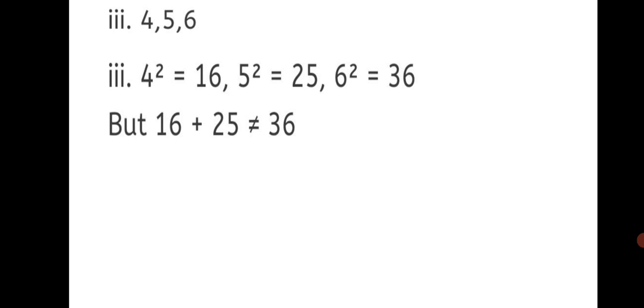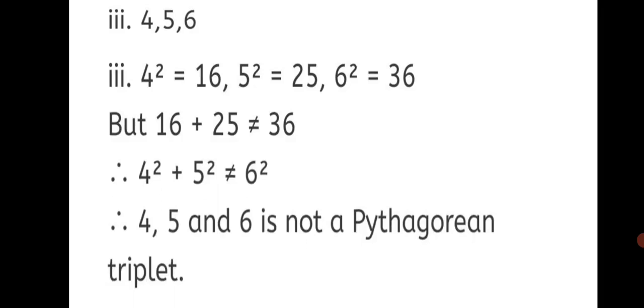It gives you 41. 20 plus 10, 30, 36 plus 5, 41. That means it is not equal to 36. So we will write down 4 square plus 5 square is not equal to 6 square. Therefore, 4, 5 and 6 is not a Pythagorean triplet.